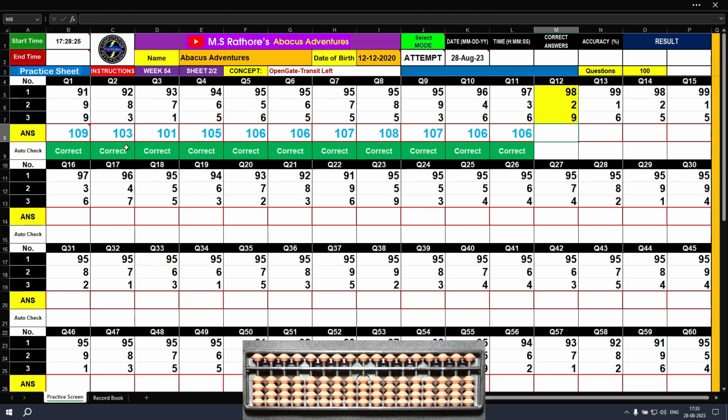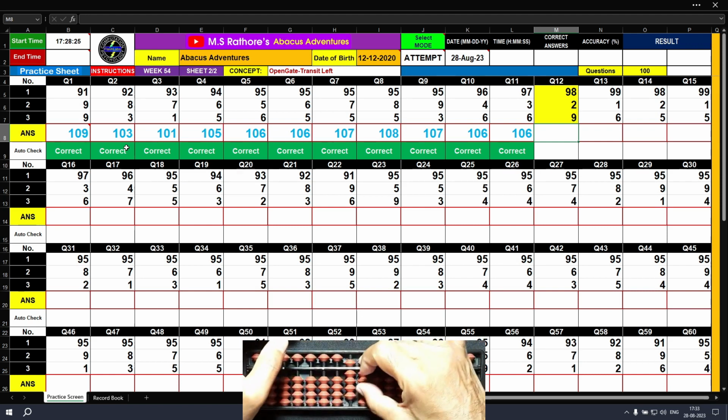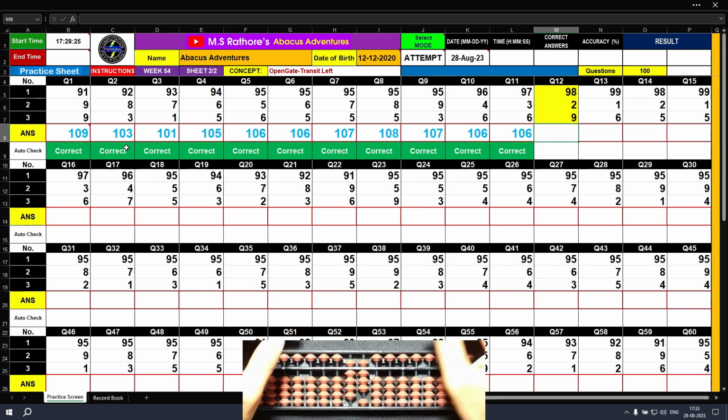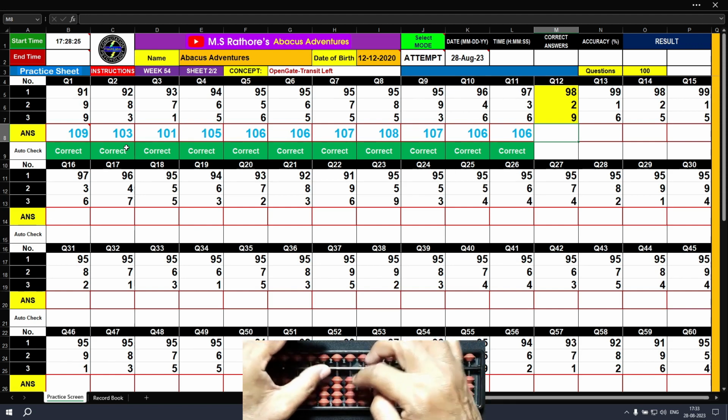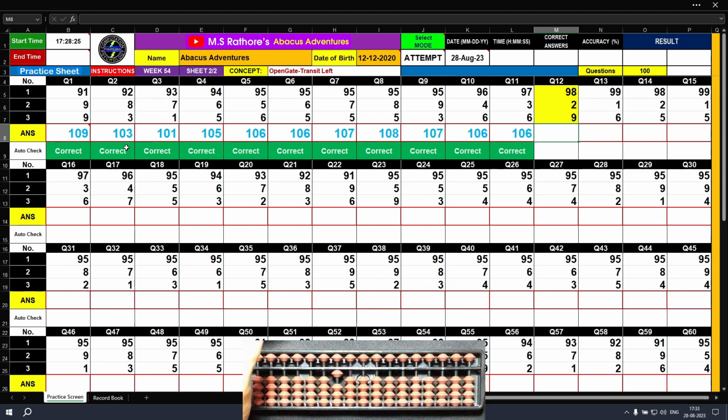Question number 12. Plus 90, plus 8, it's 98. Plus 2 equals minus 8, open the gate, plus 10, the answer is 100. Plus 9 directly, the answer is 109.